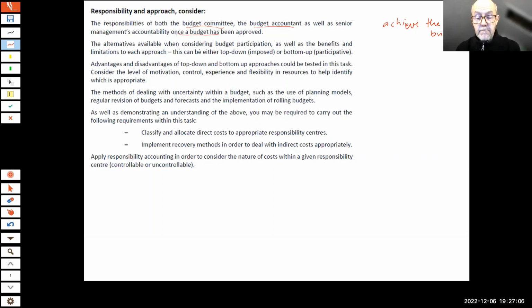Alternative approaches, budget participation, and the benefits and limitations to each approach. And of course, the two that we hear about the most.